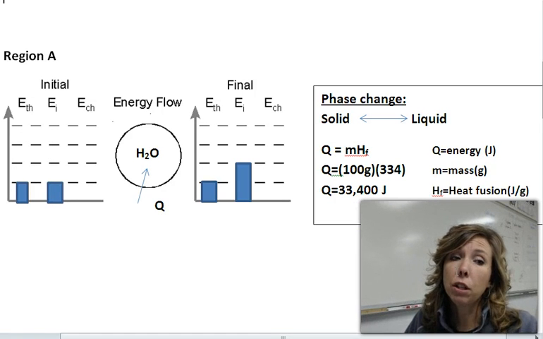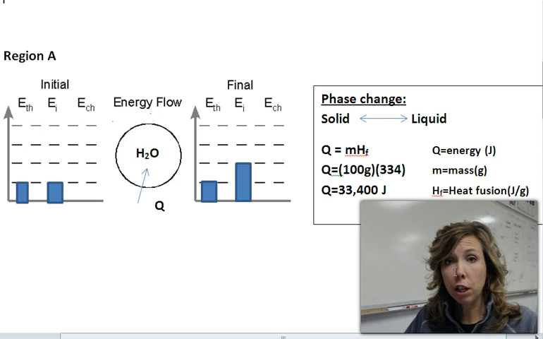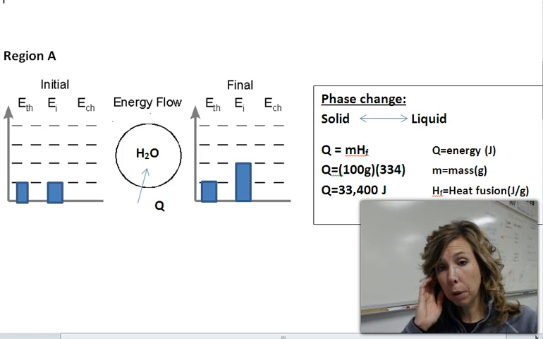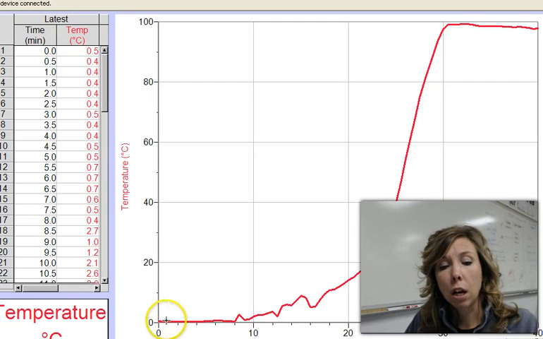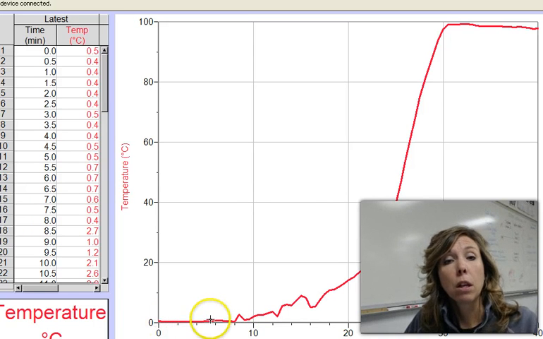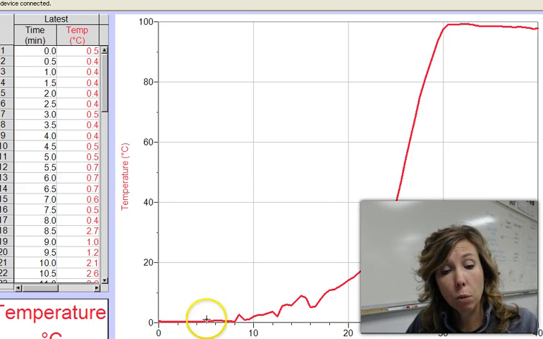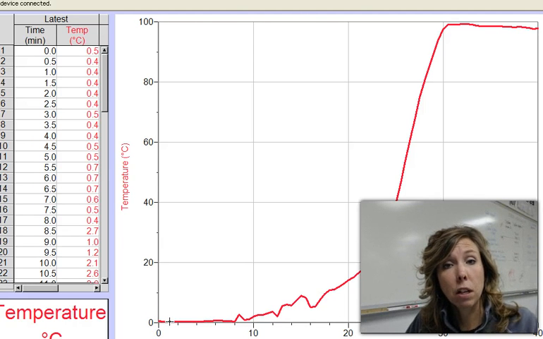We're going to start with region A. Region A is where we had that low temperature plateau, and it was at 0 degrees. I'm just going to click back there for a second. Notice temperature remained constant during this region right here. No change in temperature was occurring. The thing that was occurring, if you recall, was that the ice, because of the heat being transferred from the hot plate, was melting. It was going from a solid to a liquid.